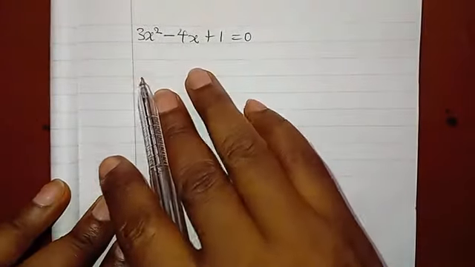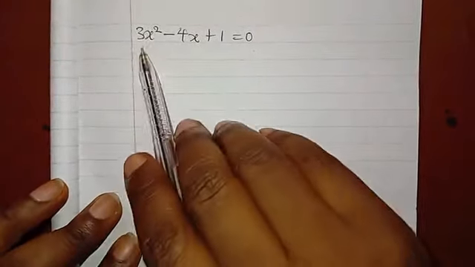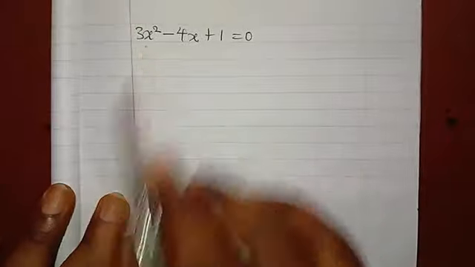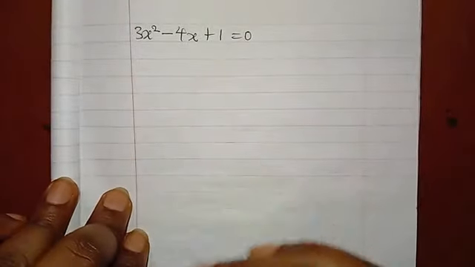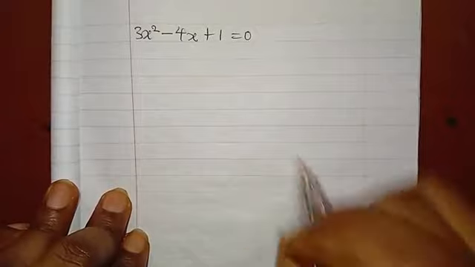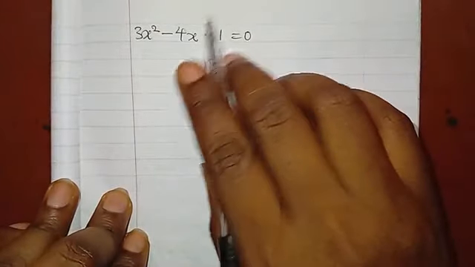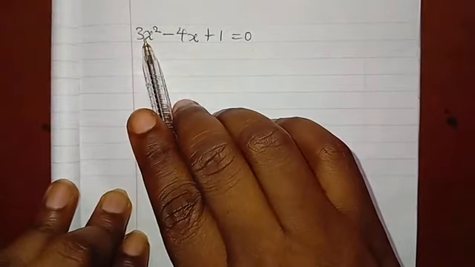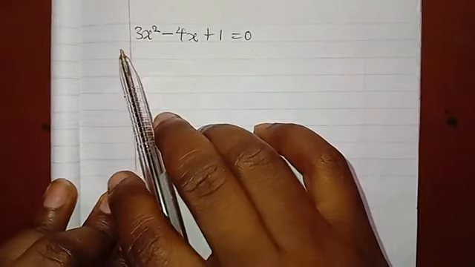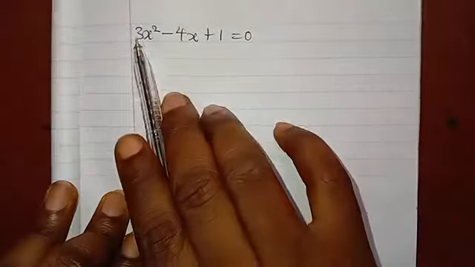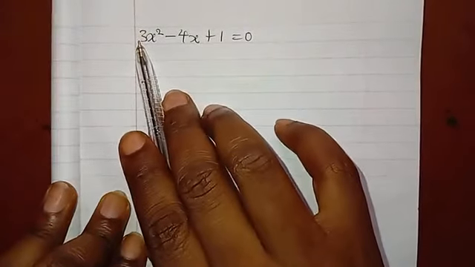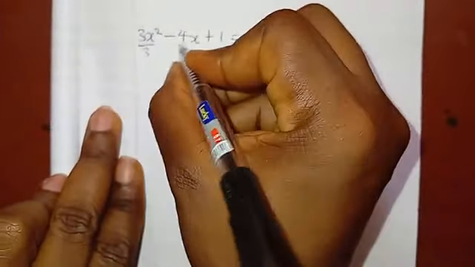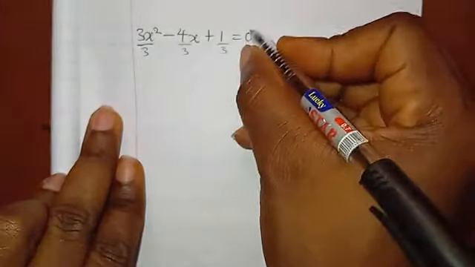Now let's solve this other example whereby x squared has a coefficient greater than 1. In this case, we have 3. So the first step we take is not to get our constant over to this other side. The first step is to make the coefficient of x squared equal to 1, by dividing all through by this coefficient that is greater than 1. So we are going to be saying divided by 3, divided by 3, divided by 3, and of course 0 divided by 3.